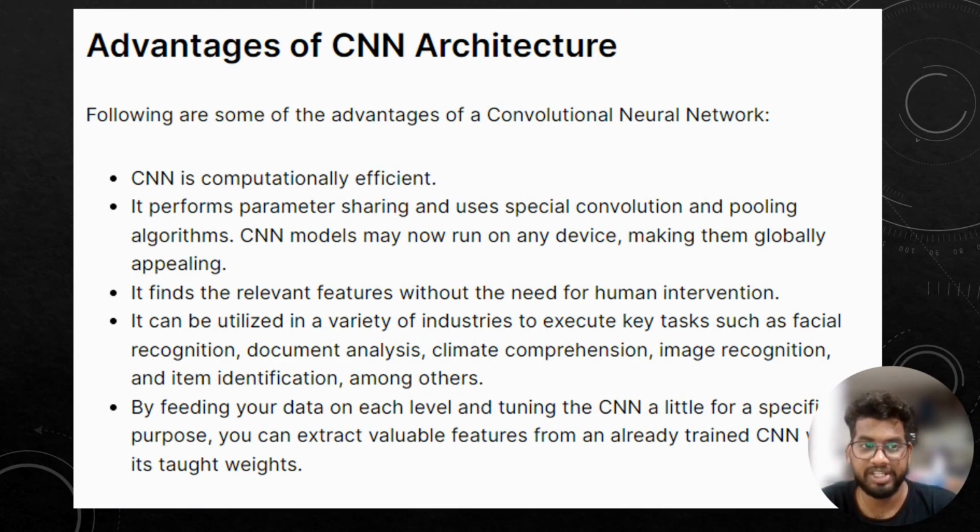Following are some of the advantages of a convolutional neural network. CNN is computationally efficient. It performs parameter sharing and uses special convolution and pooling algorithms. CNN models can now run on any device, making them globally appealing. It finds the relevant features without the need for human intervention. It can be utilized in a variety of industries to execute key tasks such as facial recognition, document analysis, climate comprehension, image recognition, and item identification, among others. By feeding your data at each level and tuning the CNN a little for a specific purpose, you can extract valuable features from an already trained CNN with its trained weights.